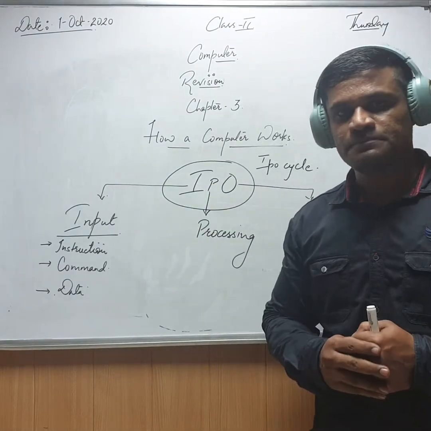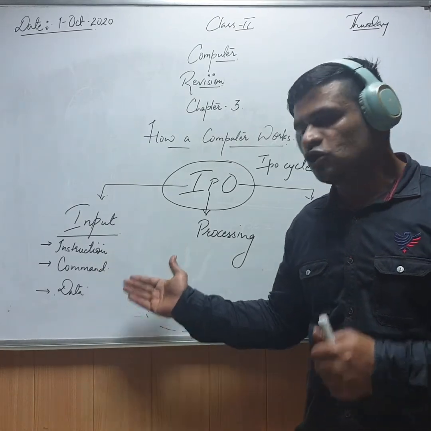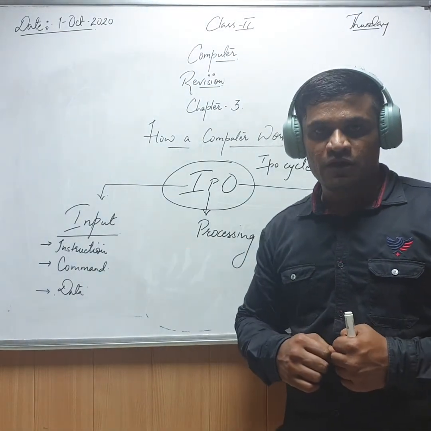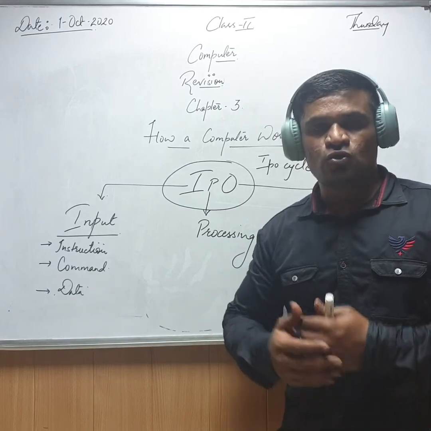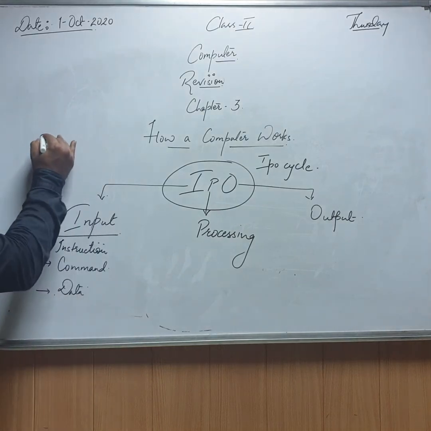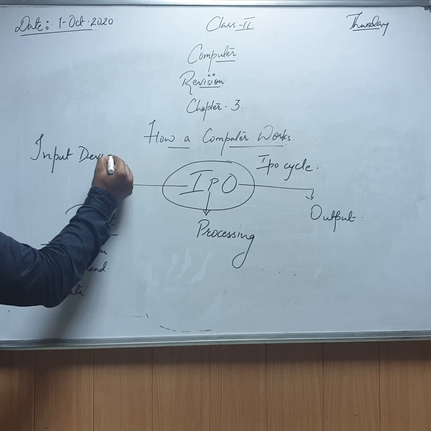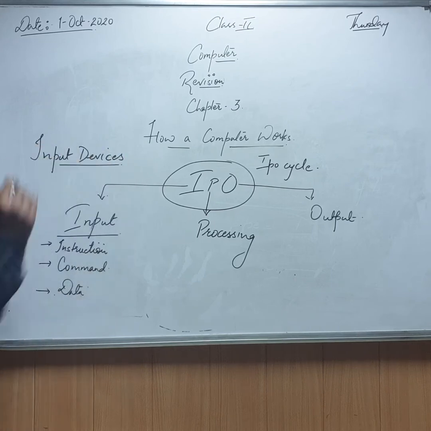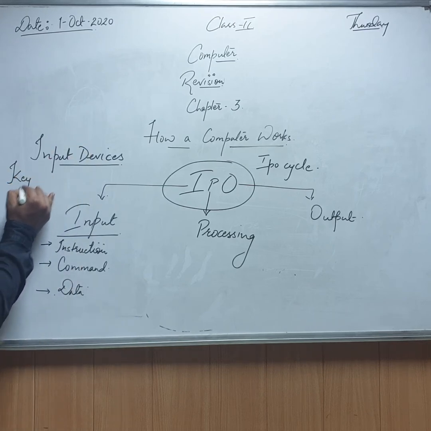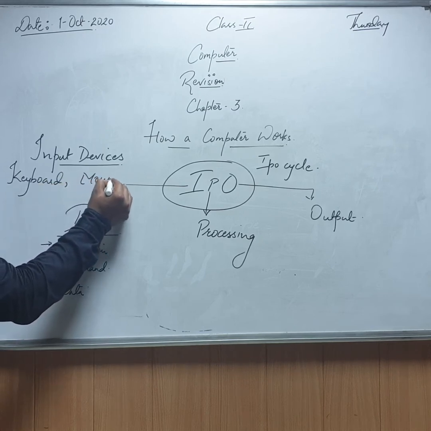We will talk about them. By using the devices, we provide the instruction, command, or data to the computer. Now, what are those devices through which we provide the data? Those devices are known as input devices. The devices which are used to provide input to the computer are known as input devices, and the major basic examples are keyboard and mouse.